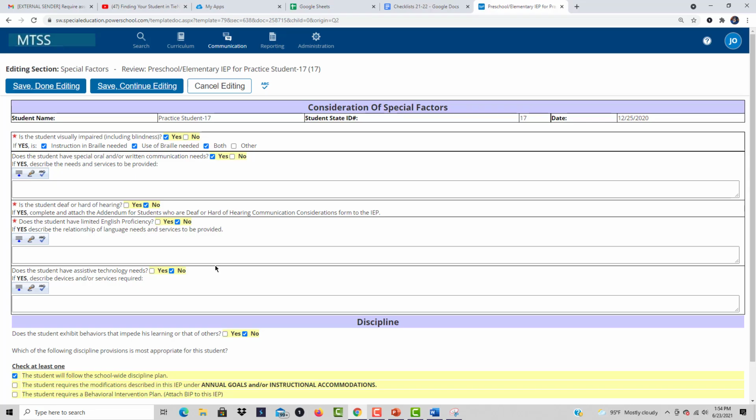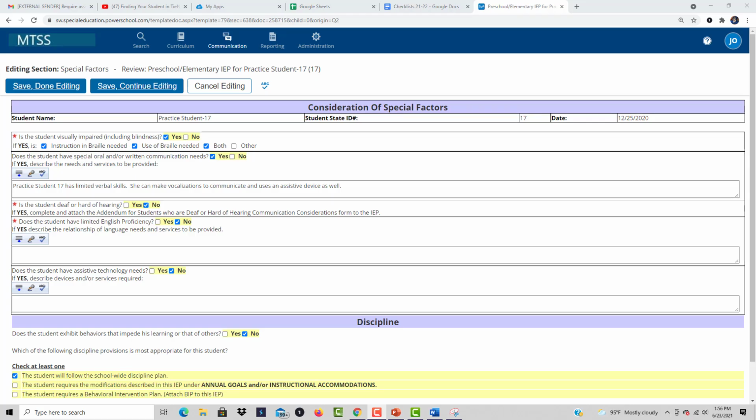So basically they push a button and it speaks for them, or they use gestures or something like that. So for our students who may be having articulation only issues, this is not necessarily for them. They don't really have special oral or written communication needs in the way that this is thinking. So if we say yes, then we need to go ahead and describe the needs and the services provided. So for this student, we said practice student 17 has limited verbal skills. She can make vocalizations to communicate and uses the assistive device as well.